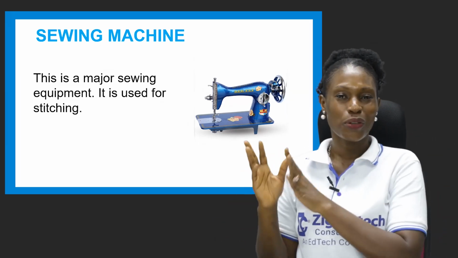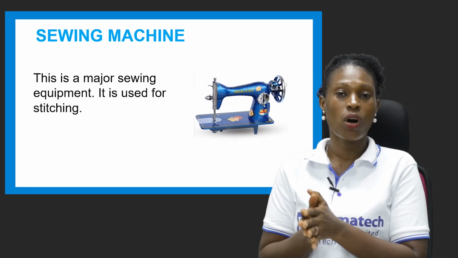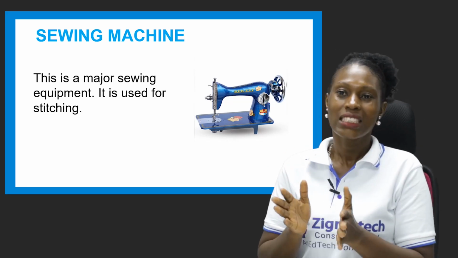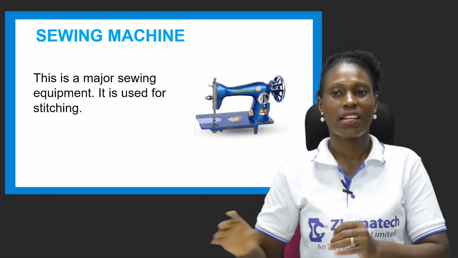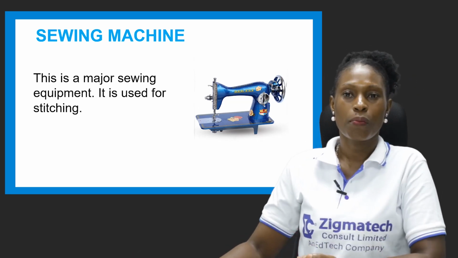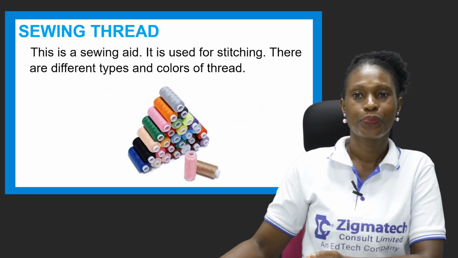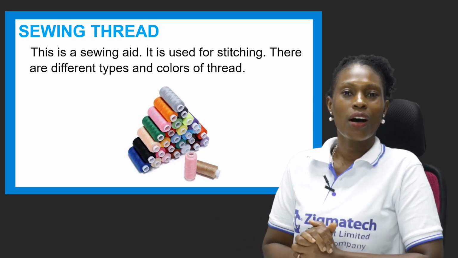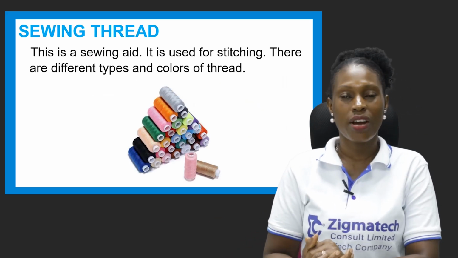So the sewing machine is one tool and equipment that is used for sewing your dresses. It is used for stitching. It's a major sewing equipment when it comes to making your dress.